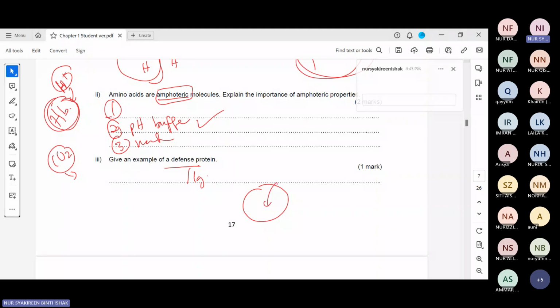Lysozyme tu macam just, kita dalam awak punya sel ni ada white blood cell. Ya, dalam badan awak ni ada white blood cell. So white blood cell ni ada macam-macam jenis. Salah satu jenis dia adalah macrophage. Okay, macrophage. So macrophage ni fungsi dia kan, dia akan engulf pathogen. So when this macrophage engulfs a pathogen, this pathogen will be surrounded by a vesicle.